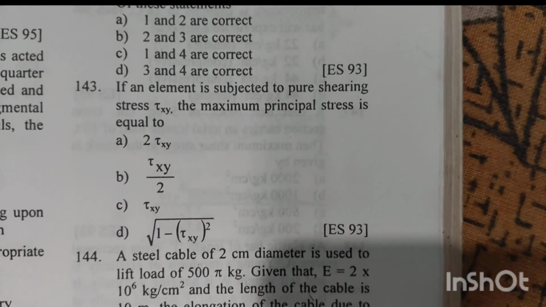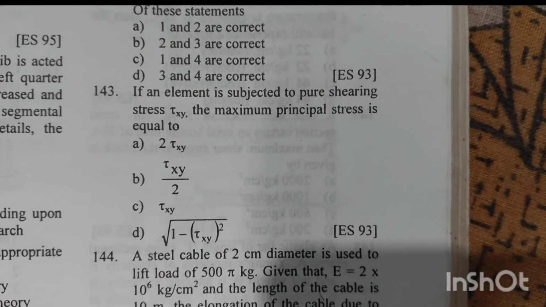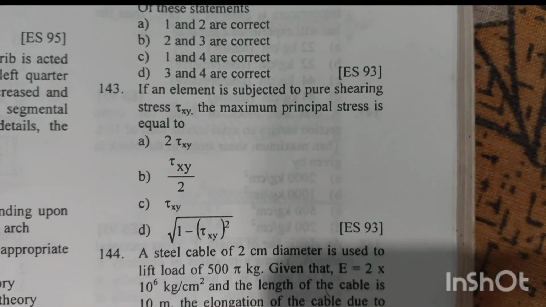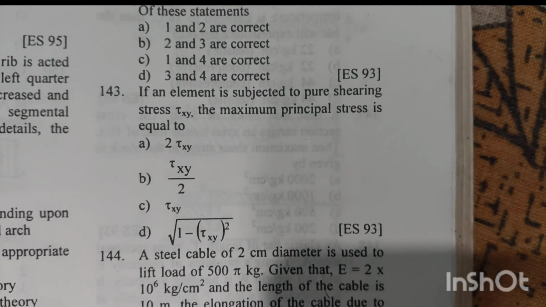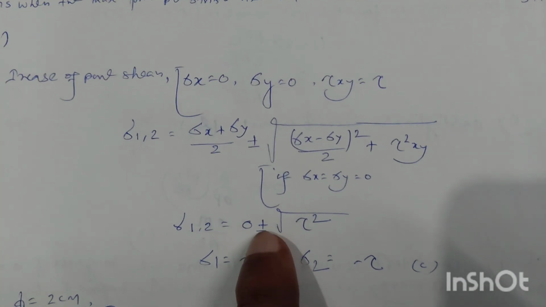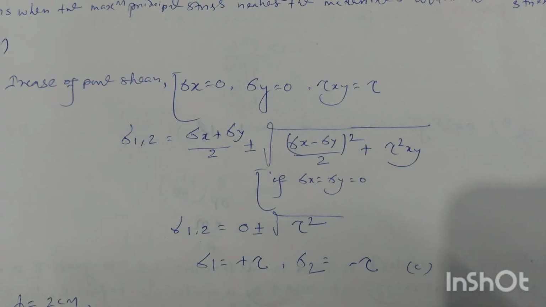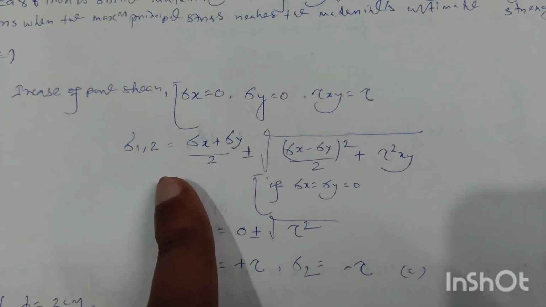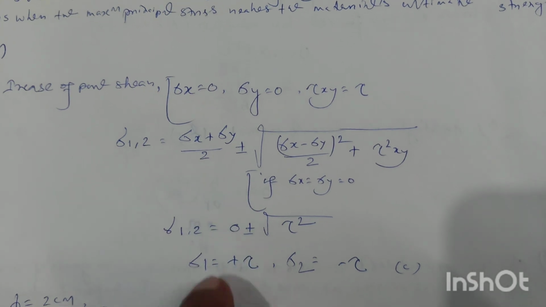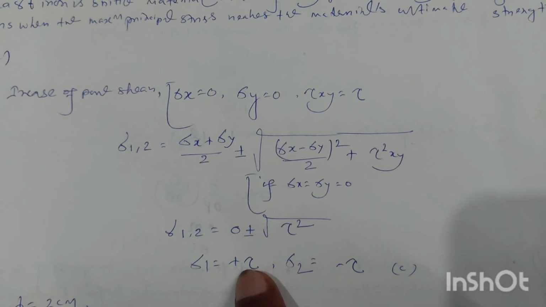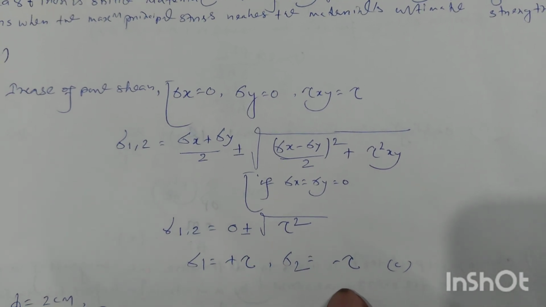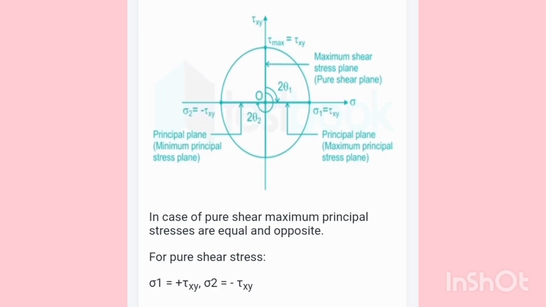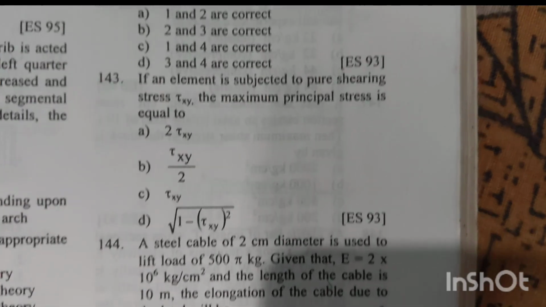143. If an element is subjected to pure shearing stress tau xy, the maximum principal stress is equal to, in case of pure shear, sigma x equal to sigma y equal to 0 and tau xy will be equal to tau. Sigma 1 will be equal to plus tau and sigma 2 will be equal to minus tau. Option C is the right answer.